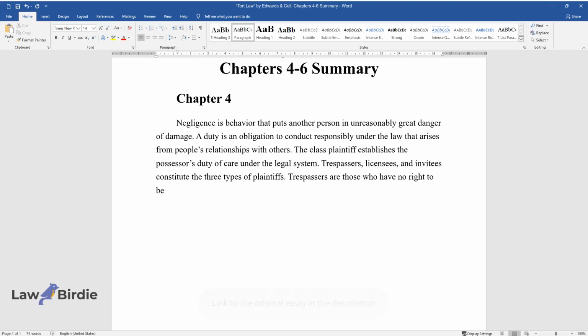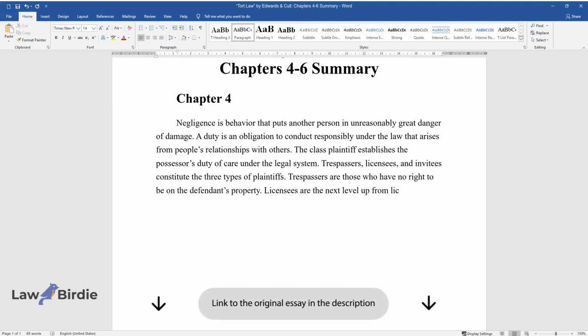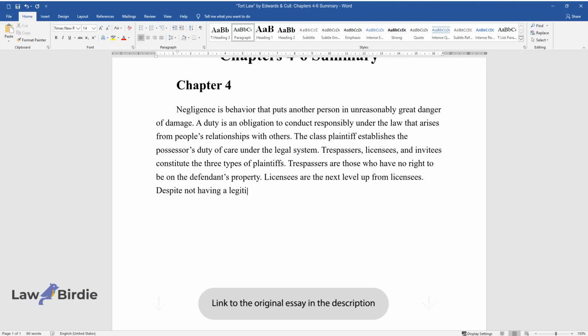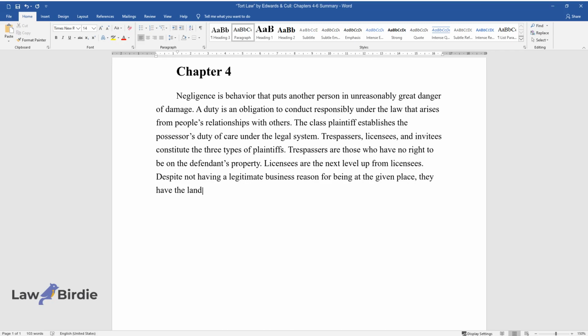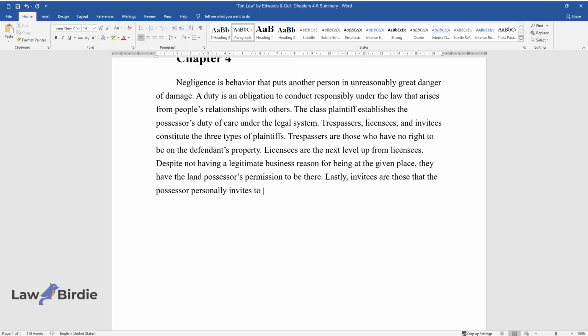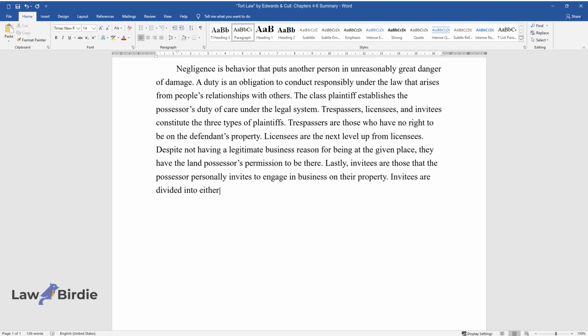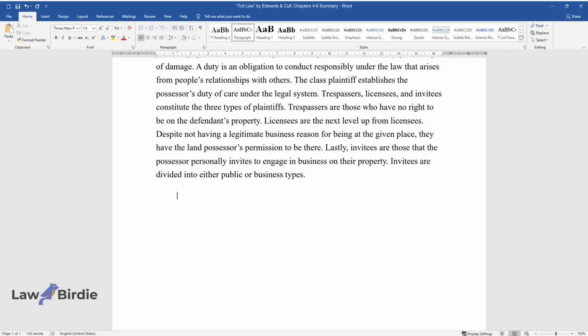Trespassers are those who have no right to be on the defendant's property. Licensees are the next level up from trespassers. Despite not having a legitimate business reason for being at the given place, they have the land possessor's permission to be there. Lastly, invitees are those that the possessor personally invites to engage in business on their property. Invitees are divided into either public or business types.